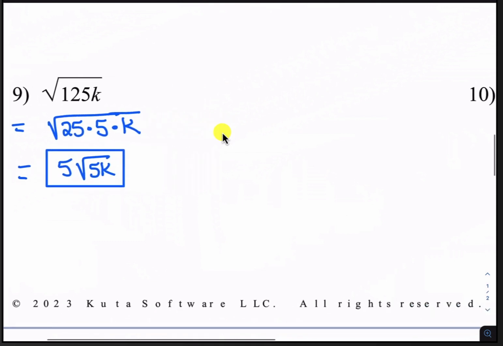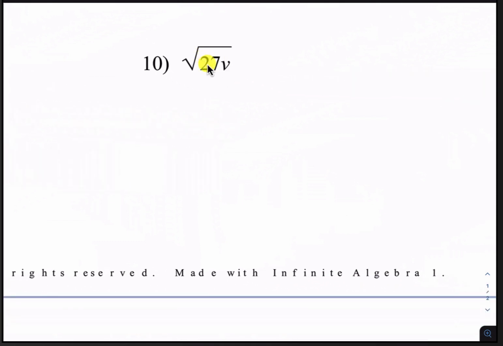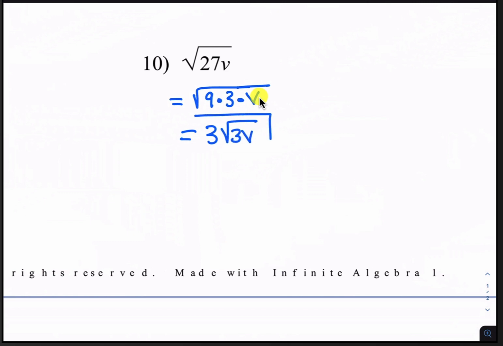And then the last question, number 10. Square root of 27v. 27 is not a perfect square, but 27 can be written as 9 times 3. So we have square root of 9 times 3 times v. 9 is a perfect square. The square root of 9 is 3, because 3 times 3 is 9. And then the other 3 and the v will stay under the radical. And so our answer is 3 times the square root of 3v.